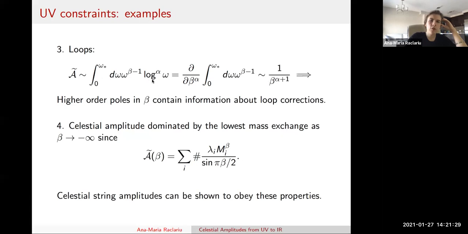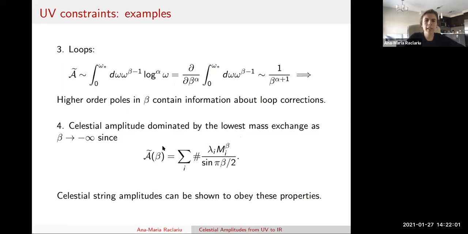It's a simple observation that if one takes the Mellin transform of some power of the logarithm, that's the same as taking alpha derivatives with respect to beta of this kind of integral. But we saw before that this is a simple pole in beta. So taking alpha derivatives with respect to beta increases the order of this pole by alpha. In other words, higher order poles in beta contain information about loop corrections.